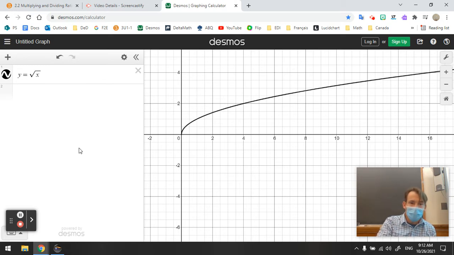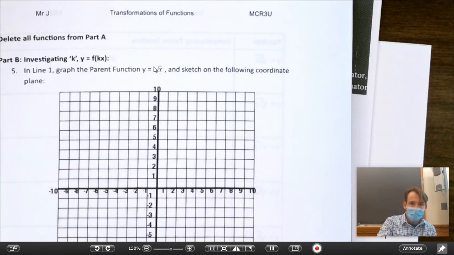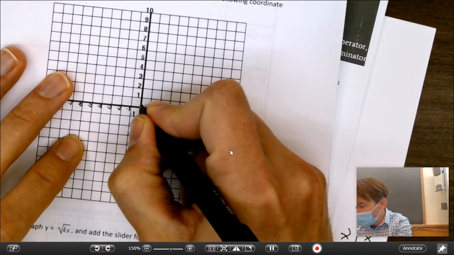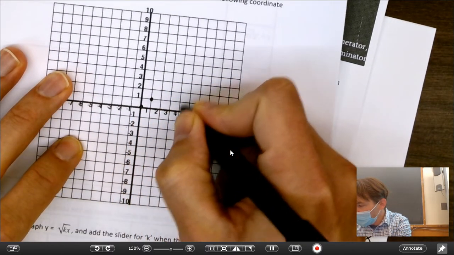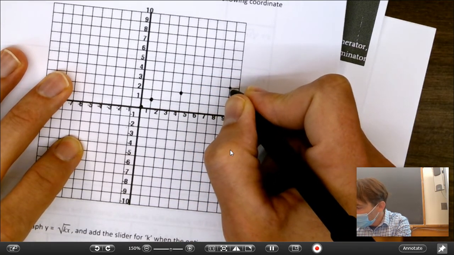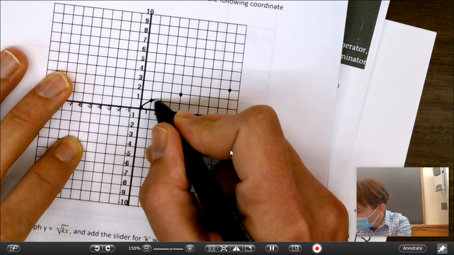Now, I am going to be using this to investigate this number k. Now, k is actually going to multiply the input. We're not multiplying the output anymore, we're multiplying the input. And it's going to do something in the horizontal dimension, similar to what was happening with a in the vertical dimension. So, first of all, we want to sketch this. And so I would find that I have the point 0, 0, and the point 1, 1, and the point 4, 2, and the point 9, 3, because it looks like a parabola that's on its side.